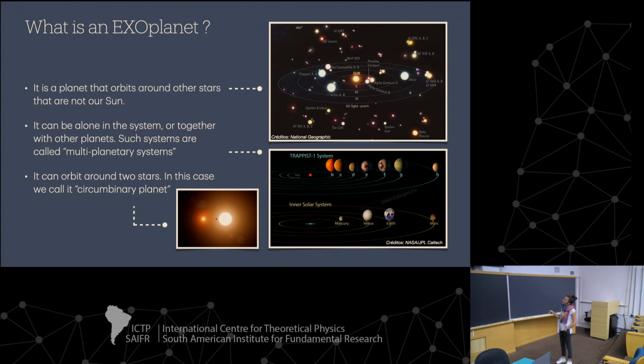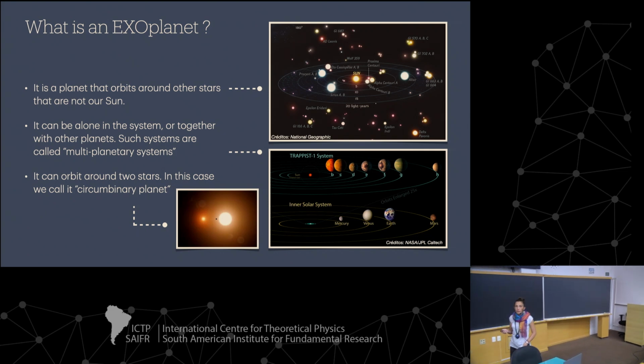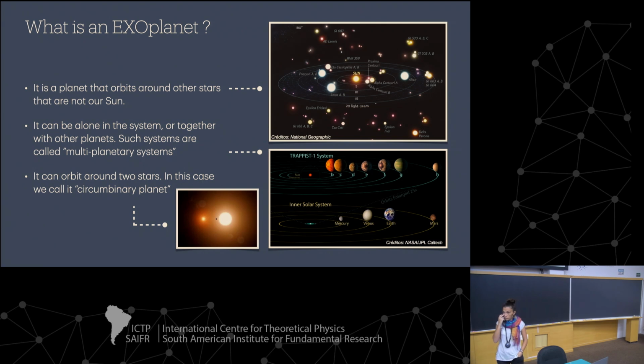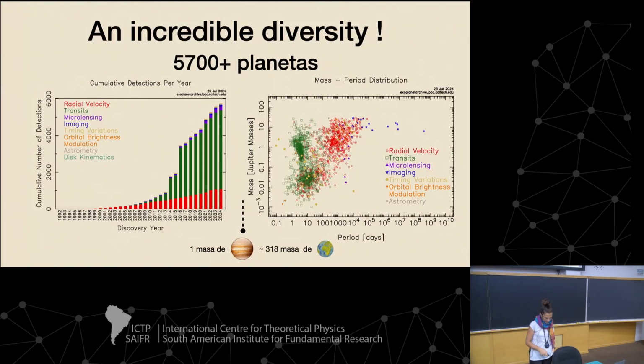So you can see that TRAPPIST is so compact. It's around a smaller star. It's not around a solar type star. It's around an M dwarf star, right? And this is the size of TRAPPIST here. So that's the difference from our solar system. The diversity in architecture is very large and always depends on the type of formation and evolution that these planetary systems had.